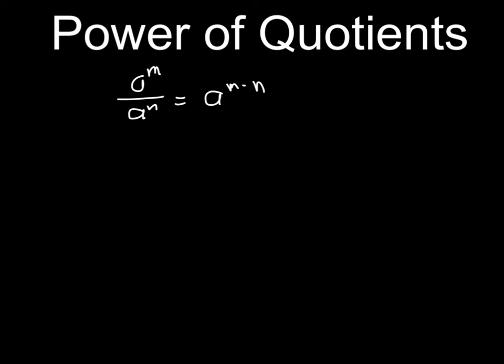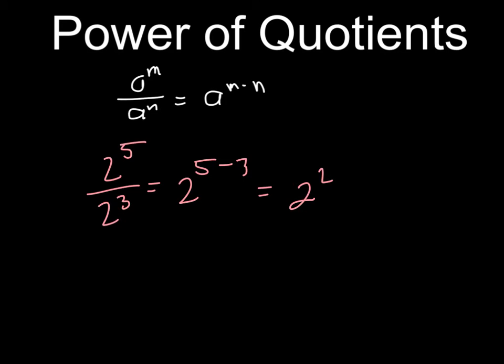Now we get into the quotient power, and this is going to be a little bit of an extension of the negative power in a way. So if we have a to the m divided by a to the n, it's ultimately a to the m minus n. So if we have 2 to the 5th over 2 to the 3rd, we can simplify that by doing 2 to the 5th minus the 3rd, and we get 2 squared.